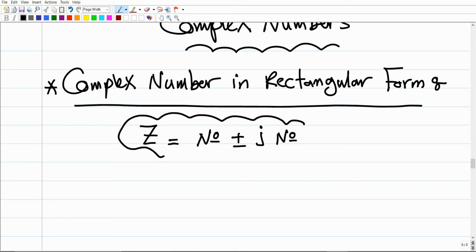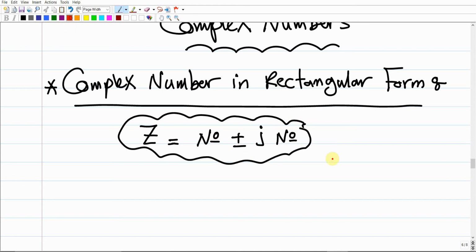So this is the general form of a complex number. This form is known as the rectangular form. You're going to have a number representing the real part, plus or minus the imaginary part of the complex number. So this is a complex number.